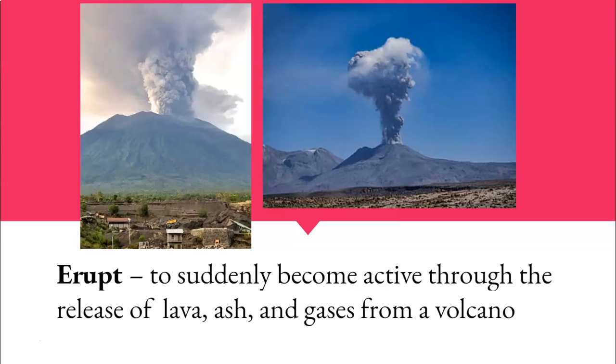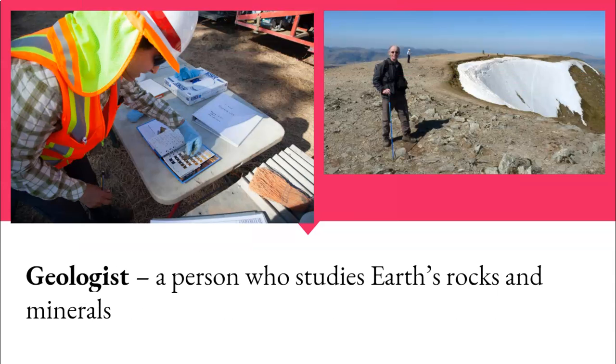Erupt: to suddenly become active through the release of lava, ash, or gases from a volcano. Okay, so when you hear that a volcano has erupted, that's when it's releasing lava, ashes, and gases. Remember the video we watched of that volcano in Hawaii, that it was constantly erupting, so the lava was coming out, and that's what it would look like. Geologist: a person who studies earth, rocks, and minerals. Okay, so they have a specific name, geologist.